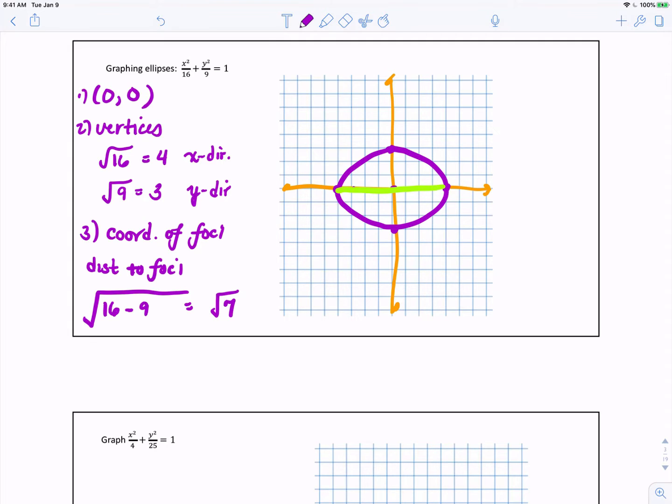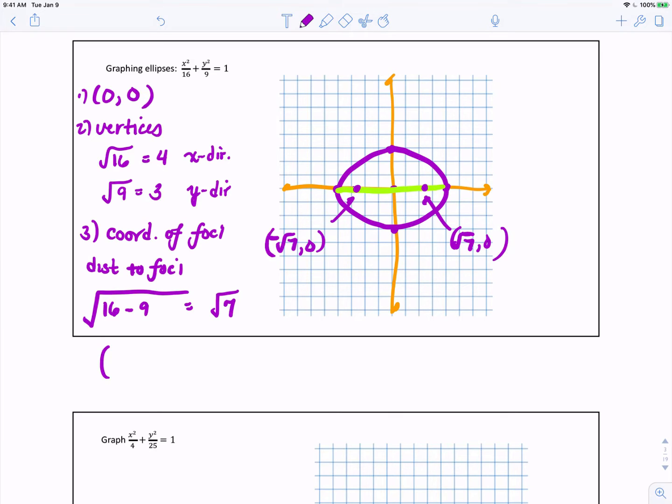Now the square root of 7 is somewhere between 2 and 3. So here's a focus, and here's a focus. And what would the coordinates be? The coordinates of this one would be negative square root 7, comma 0. And of this one, this would be positive square root 7, comma 0. And that's a graph of the ellipse.